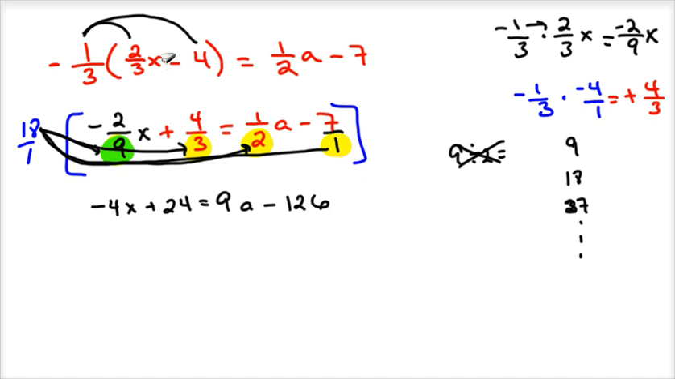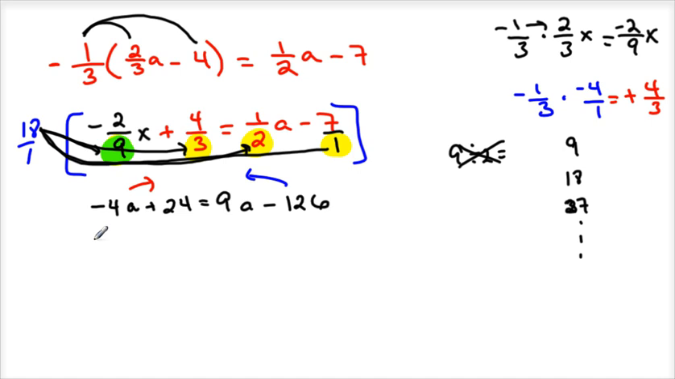Alright, so little mistake here. This should be the same variable, so let's call this a instead of x, so that we have all the same variables here. So I got negative 4a plus 24 equals 9a minus 126. Alright, so again I'm going to try to bring my a's over to one side and my constants over to the other side. And again I'm going to do this in one step.